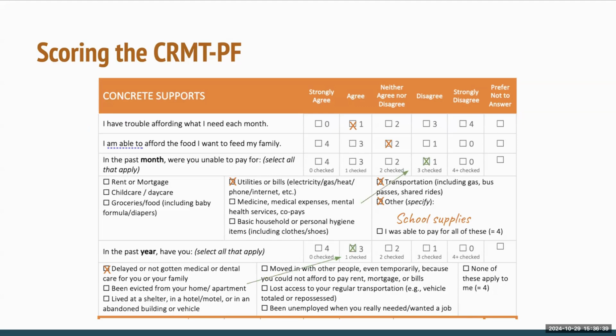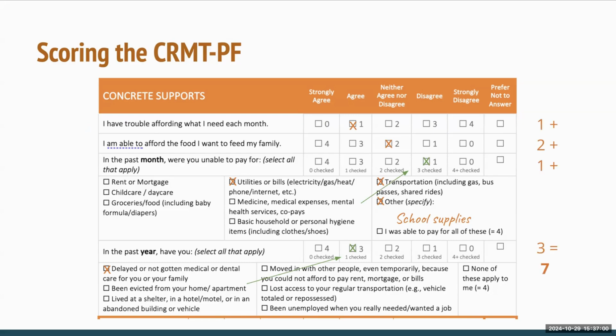As with the social support section, you select a response based on the number of options selected on those two questions. For the month question, you would select 1 for having 3 items checked. For the year question, you would select 3 for having only 1 item checked.